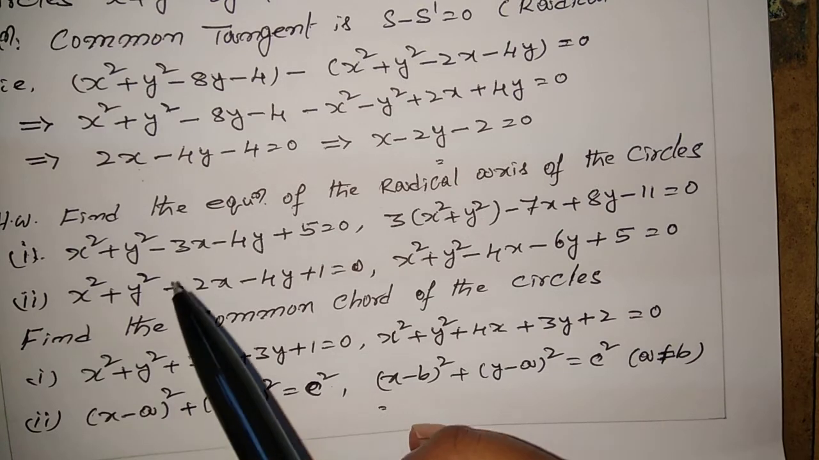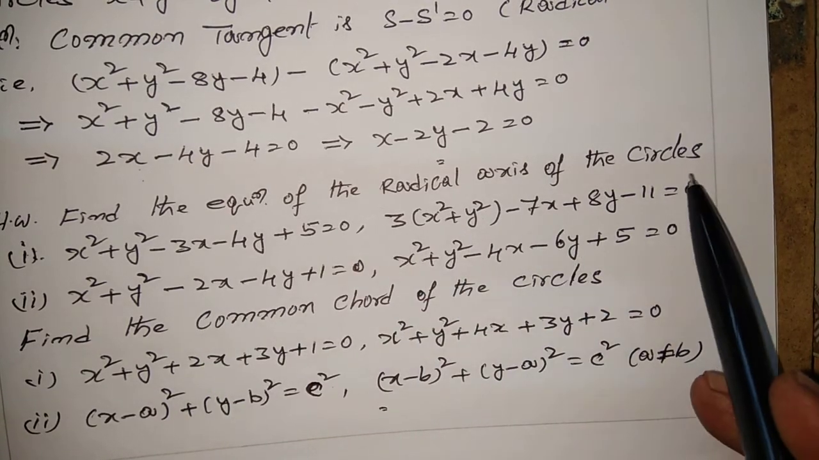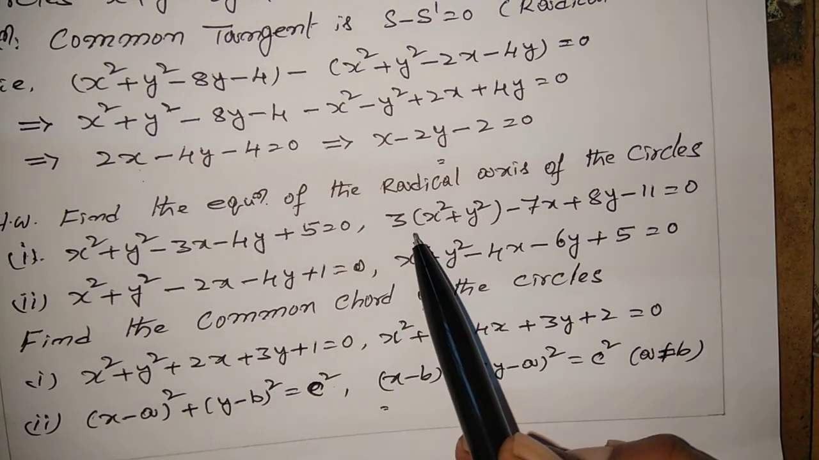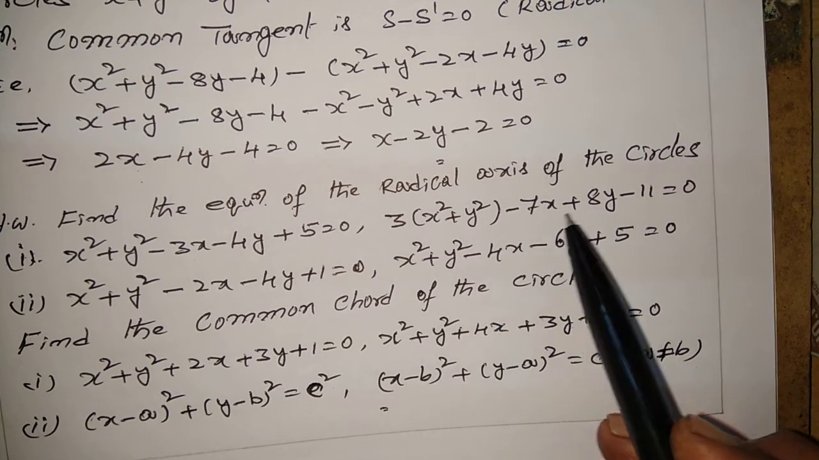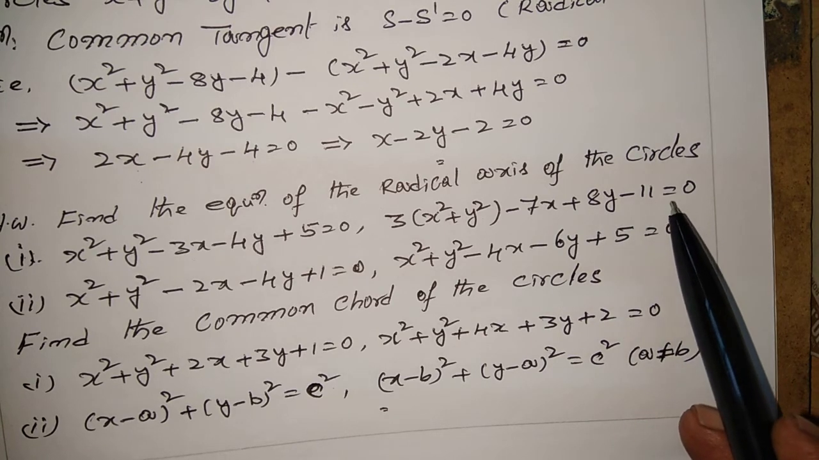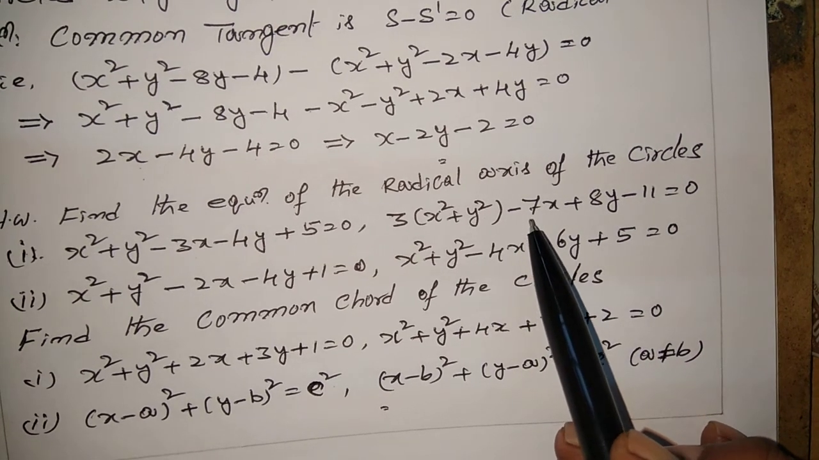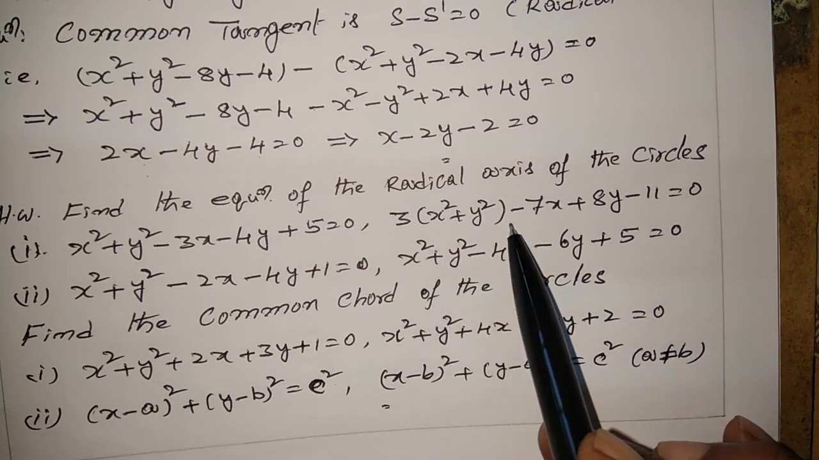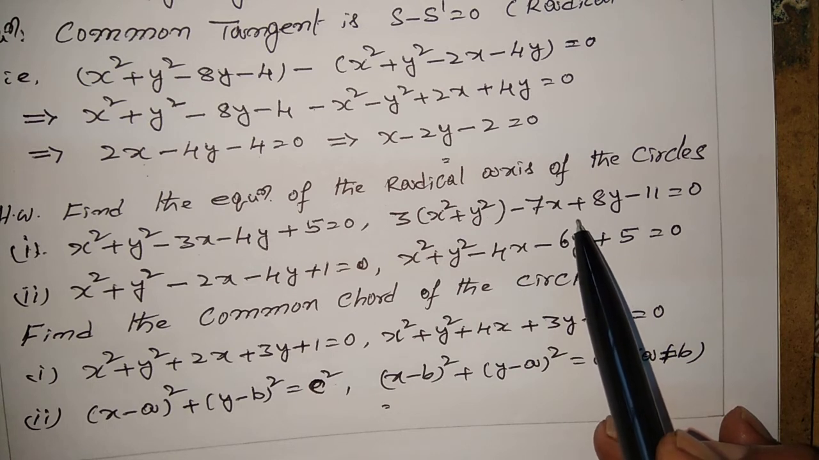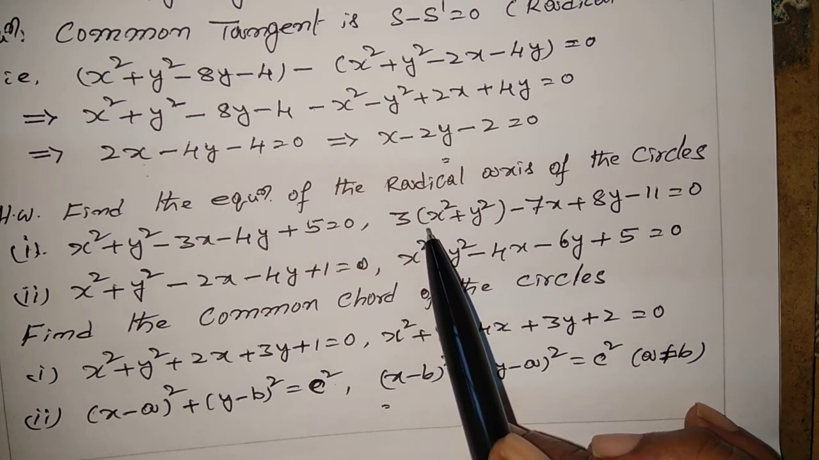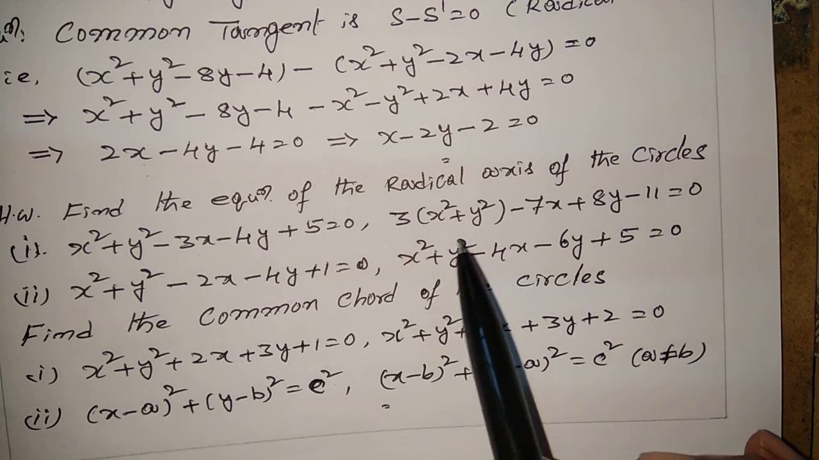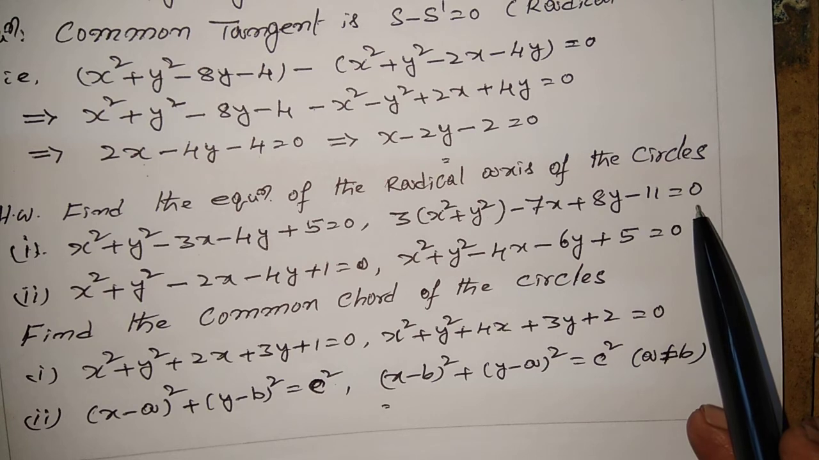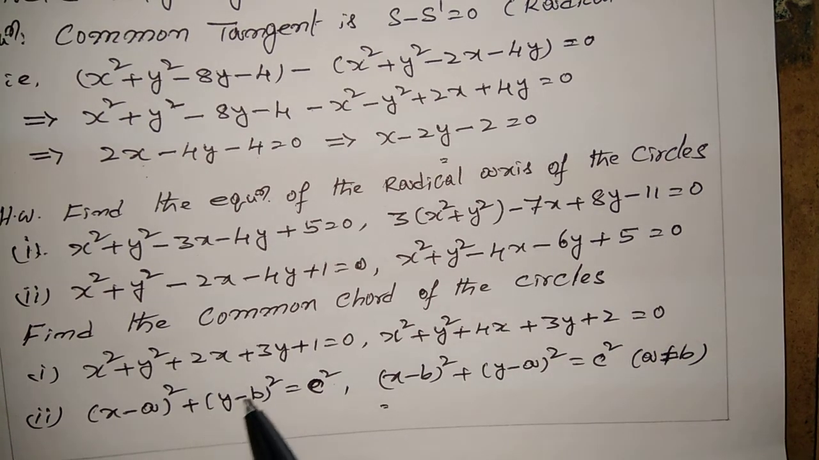Next, a small homework. Find the equation of the radical axis of the following circles: x square plus y square minus 3x minus 4y plus 5 is equal to 0, and 3 into x square plus y square minus 7x plus 8y minus 11 is equal to 0. In this case, first you convert the second circle equation into the general form. That is, first you divide both sides by 3. We will get x square plus y square minus 7 by 3 x plus 8 by 3 y minus 11 by 3 is equal to 0. Then you find the radical axis.